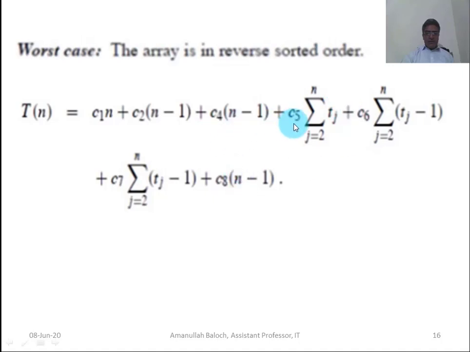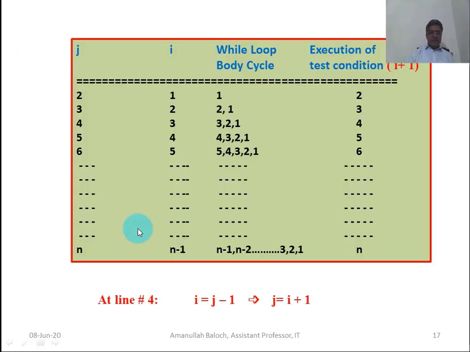Now we will convert these summations into polynomial form. These three summation forms, how are they converted? Firstly, see that if j is equal to 2, I becomes 1 because I is equal to j minus 1, 2 minus 1 is equal to 1. If j is equal to 3, 3 minus 1 is equal to 2, I becomes 2. Similarly, if j is equal to 6, I will become 5.